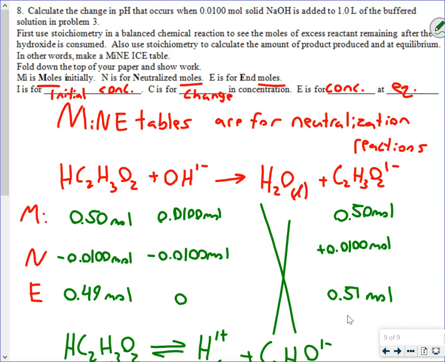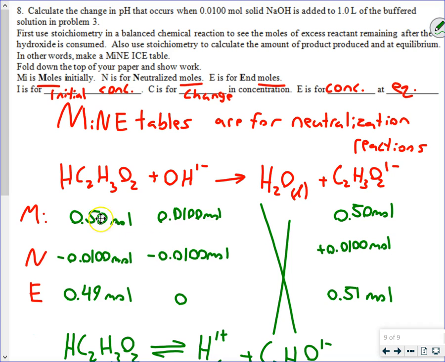So we set up a MINE table kind of like an ICE table. We have our initial values up top. We have 0.50 moles for the acetic acid. We have 0.01 moles for the sodium hydroxide. And then we have 0.5 moles for the acetate as well. What's different is in a MINE table, these are for neutralization reactions only. So neutralization reactions will go until completion, until something runs out.